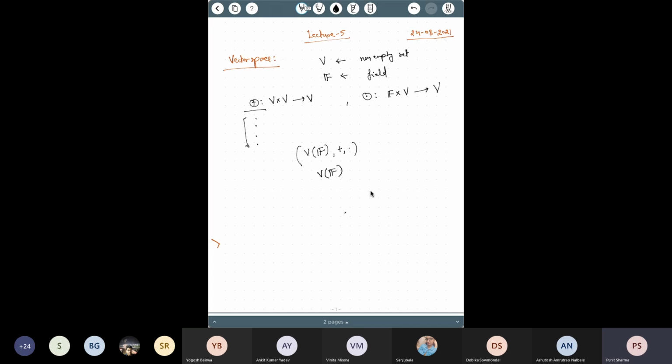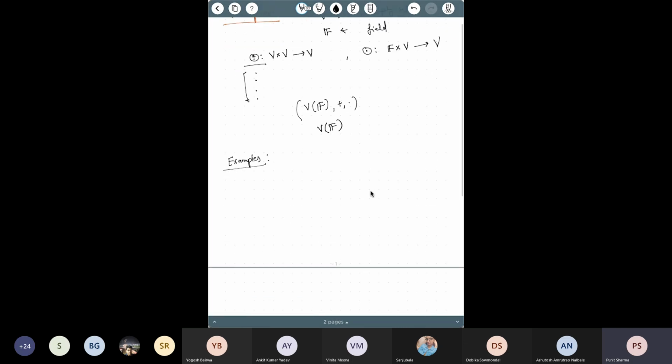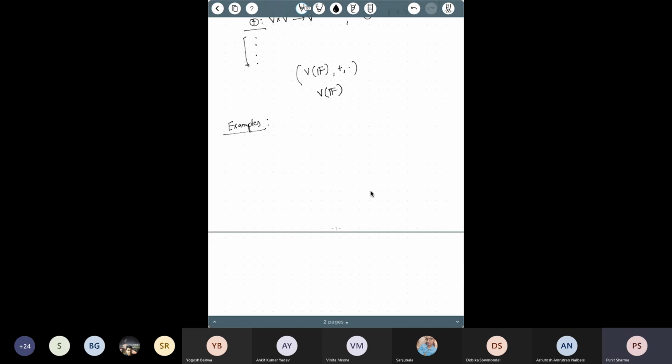Let us start today's lecture by introducing some examples of vector space. Let us start with very basic examples. You tell me some examples of vector space. Can you give me some obvious examples, the ones which come to your mind first? R over R, C over R, C over C. Let me write one by one.